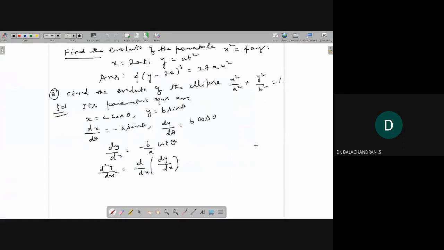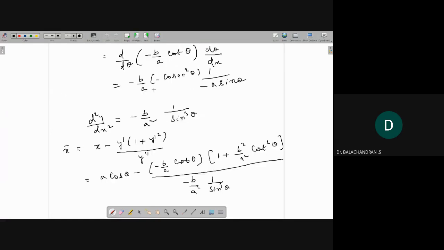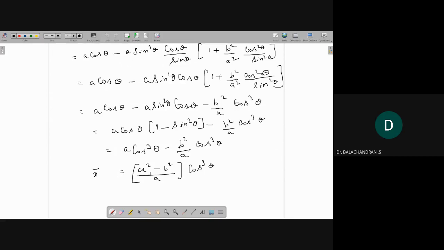The last class, we were discussing the evolute of the ellipse. So we found y dash and y double dash. Y dash is minus b by a cot theta, and the second derivative is minus b by a square into 1 by sine cube theta, and also we got x bar equal to a square minus b square by a into cos cube theta. So next I am going to find y bar.